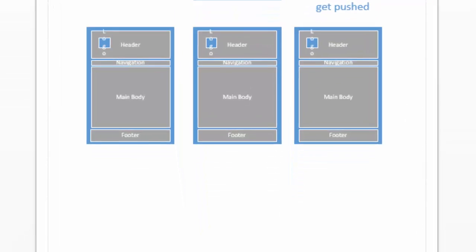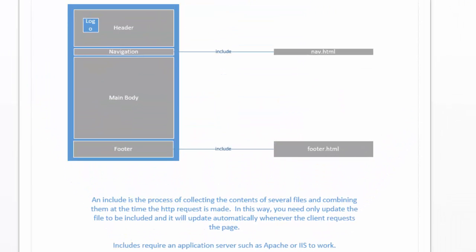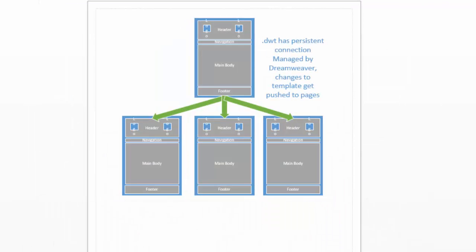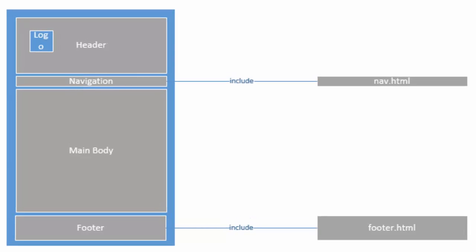One of the things that we can do is use what's called an include, and the include is the process of the collection of contents from several different files and putting them together at the time when the HTTP request is made. So that's the fundamental difference, is that in your DWT updates they actually change the HTML of the document that is saved, whereas in an include, in the document that is saved there is a script that says to include this file.